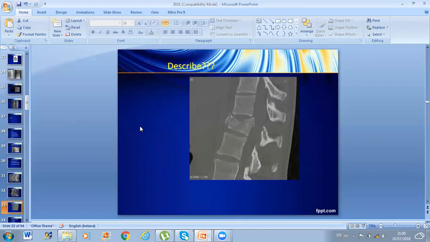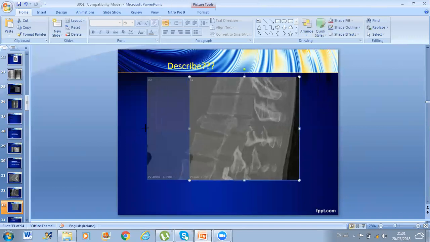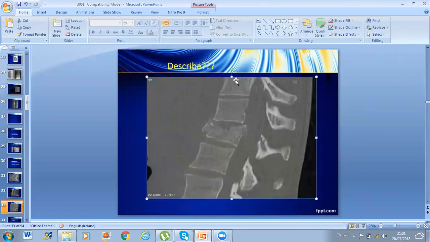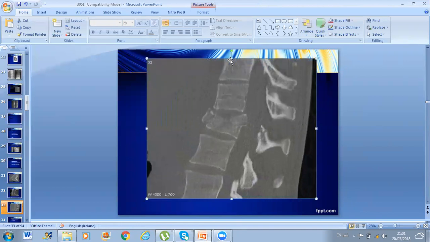How will you describe a burst fracture? A burst fracture is a compression fracture of the vertebral body, with loss of height, comprising a major portion of the vertebral body, with retropulsion of the fragment into the spinal canal. So there is a compression, there is a segmental depression, or segmental kyphosis, and retropulsion.